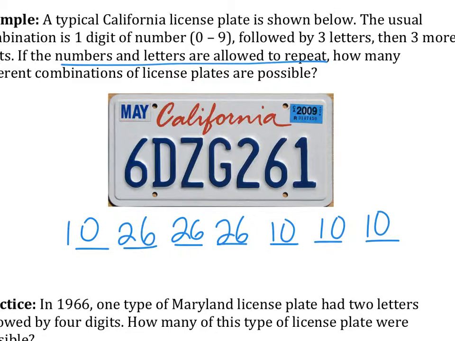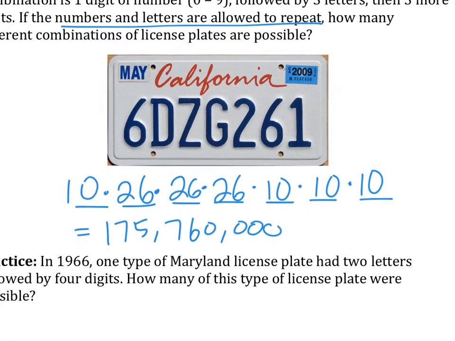What do you do with all these numbers? Yeah, multiply them together. So once you multiply them together, that tells you how many choices you can have in a California license plate. Go ahead and use your calculator to figure out the number. Okay, so there are a total of 175,760,000. Okay, so that's how many license plates we can actually have in California.